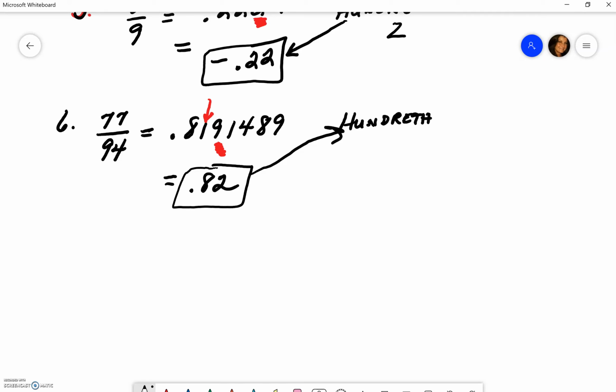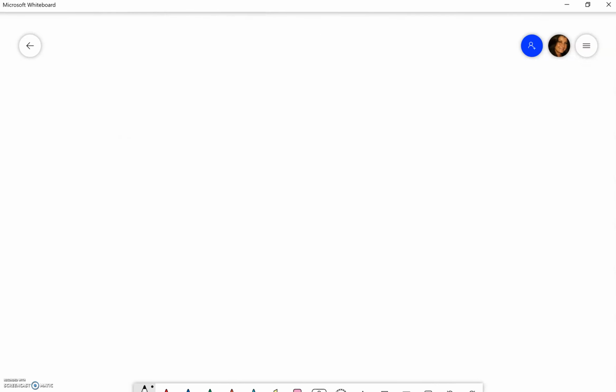Okay, so now we're going to, so number 7, same exact problem. I don't need to repeat that. So when we go to number 8, number 8's using a different strategy.